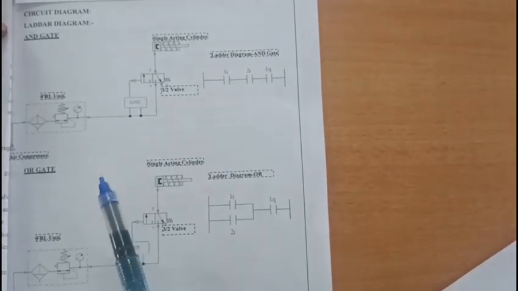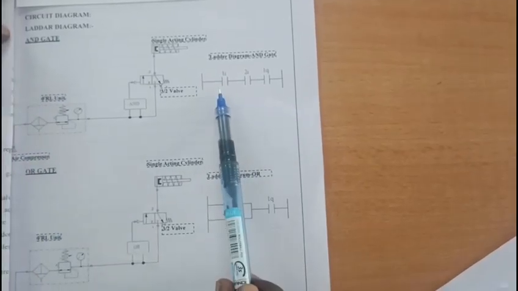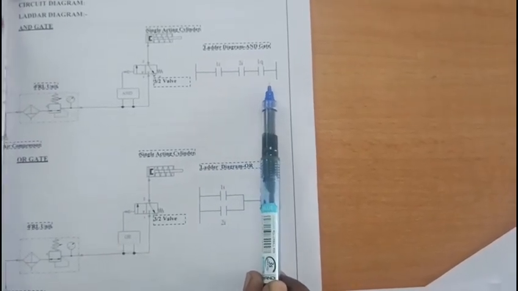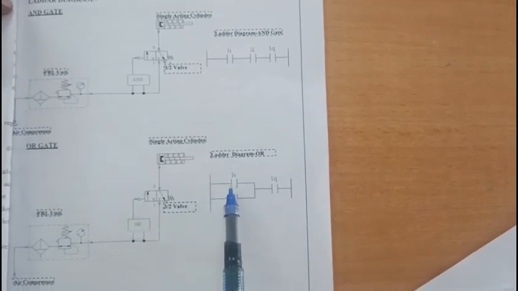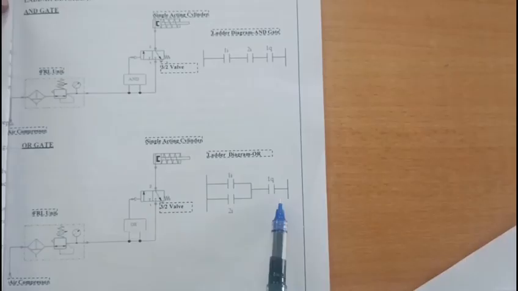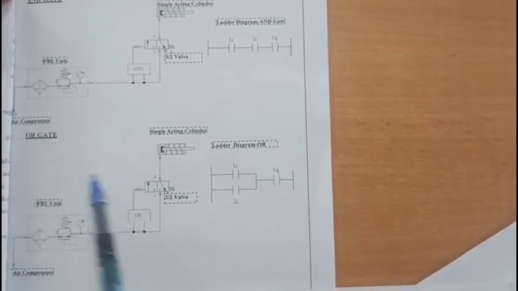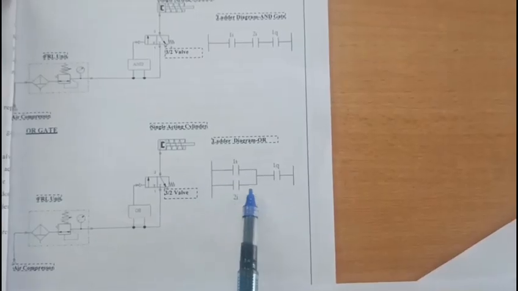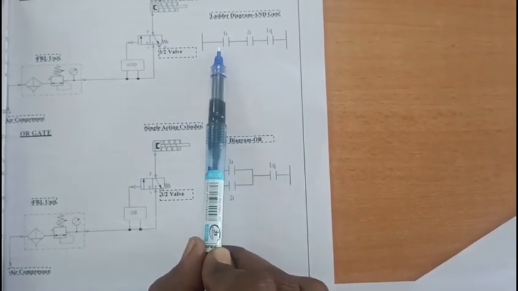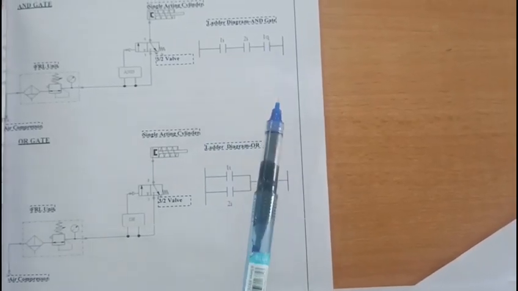This is the circuit diagram for the PLC for the AND gate and OR gate. AND gate means you give two inputs simultaneously, and then you can get the output. OR gate means if you give any one input, the circuit will be closed, so you can get the output, like two-way switches. OR gate is like two-way switches: whichever one input you press, you get the output. But for the AND gate you have to press two inputs simultaneously, and only then do you get the output. This is the difference between the AND gate and OR gate.